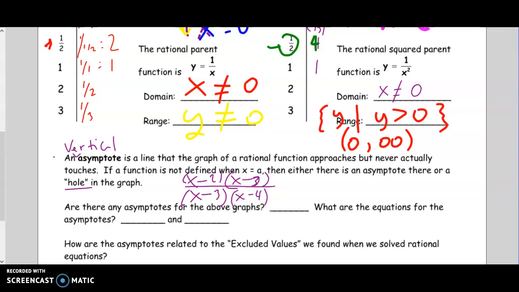So in this case, your domain, x cannot be 3, x cannot be 4, since that makes the denominator 0. But these would cancel out. Since those cancel, when x is 3, you would actually have a hole in the graph. And you have to plug in 3 into the simplified function to find the y-coordinate of that hole.